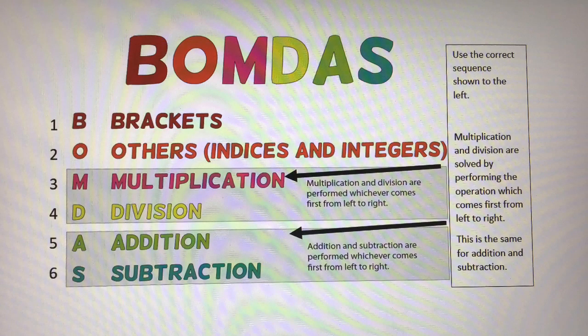If we reflect on what we just did in that problem, we started with our multiplication. That always comes before you solve addition and subtraction. Then we moved on to our addition and subtraction, and remember, addition and subtraction are performed whichever comes first from left to right. So if our subtraction was in front of our addition, we would do the subtraction before we did the addition sum.